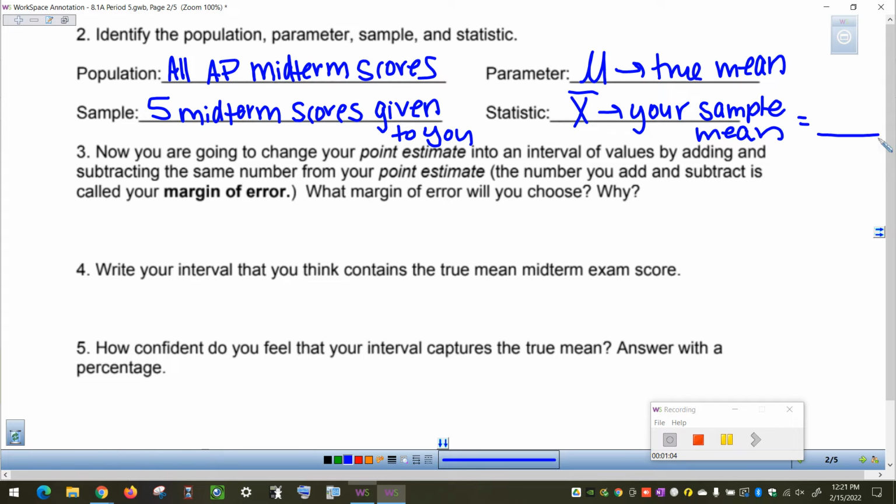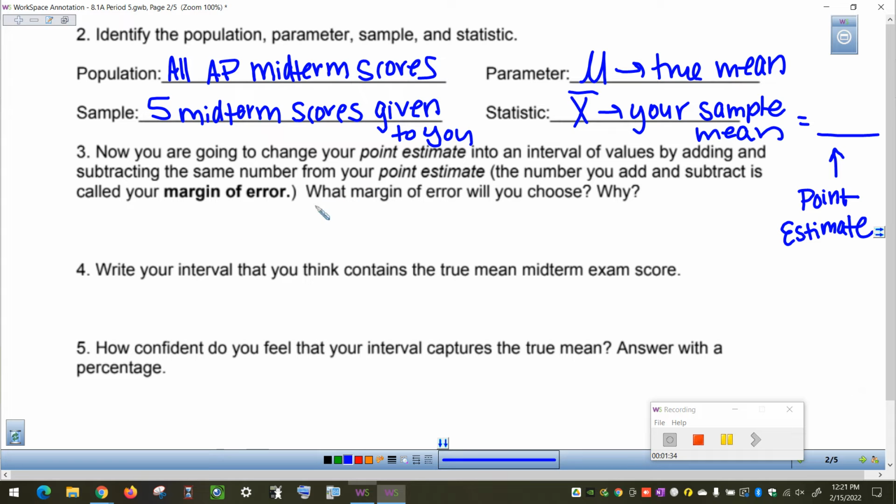All right, now in part 3, you are going to change your point estimate. Your point estimate is what you got here for your sample mean. I'm actually just going to make a little note of that off to the side here, since we're referring to a point estimate through the rest of today's activity. So you're going to turn it into an interval by adding or subtracting the same number from your point estimate. You want to account for a little bit of error, a little bit above, a little bit below. The number that you add or subtract is going to be called the margin of error.